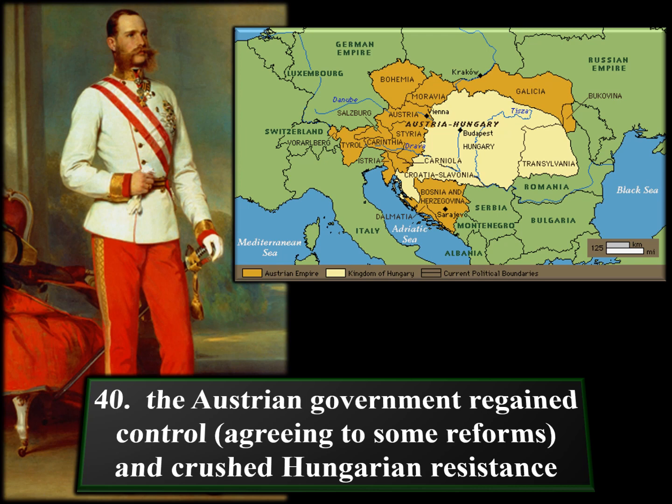And France, of course, is a different conservative regime with an emperor, Napoleon III. But in Austria, we see that the Austrian emperor was able to regain control and restore order, although he did have to agree to some reforms, giving some of the Hungarians a little bit of autonomy in their own territories.